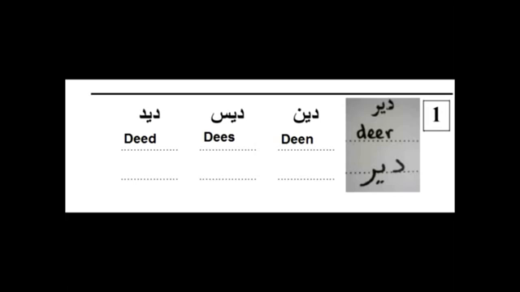Okay, you should have now completed the first 3 words, written the English form on the top, and then rewrote it on the bottom. So now we'll go through them together. The first word was deen. Deen.